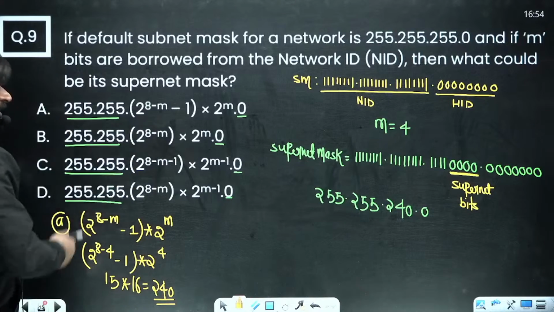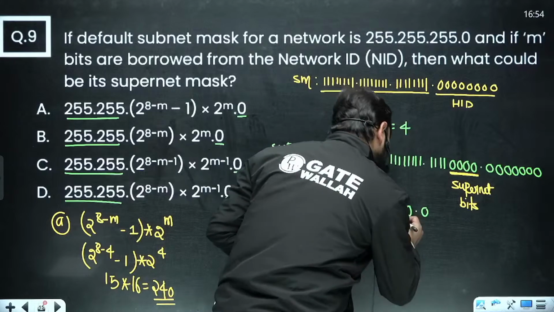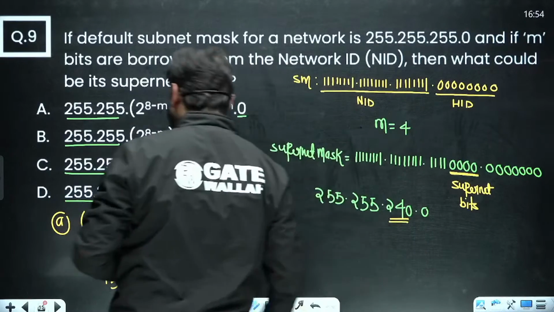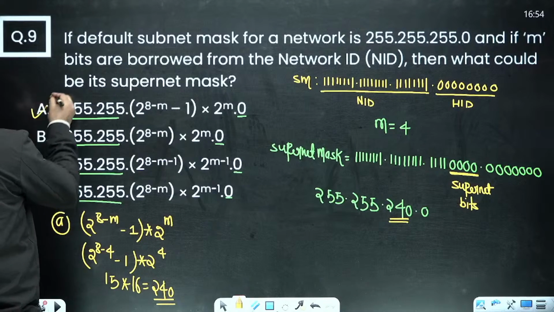Yes, because in this supernet mask the third octet value is 240. So if I take option A, the third octet value will be 240, and A will be the correct answer.